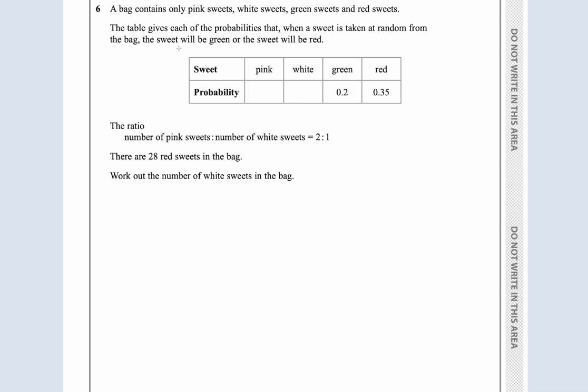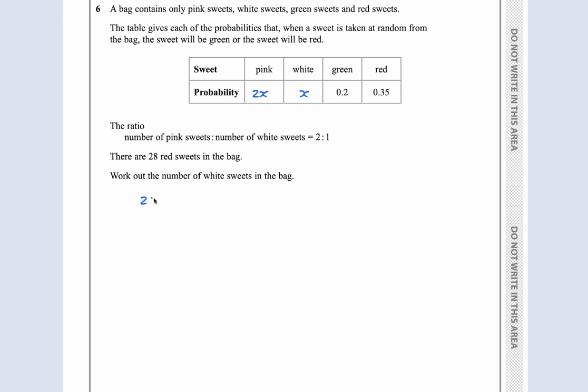So a bag contains only these sweets, and this is the probability for each sweet. It says the number of pink sweets to white sweets is 2 to 1. So guys, what I'll do is I'll do pink to white is 2x and x, because that's 2 to 1, and this will help me find the probability for white. It then says there are 28 red sweets in the bag. Work out the number of white sweets in the bag, but we'll do that after. So let's first get x.